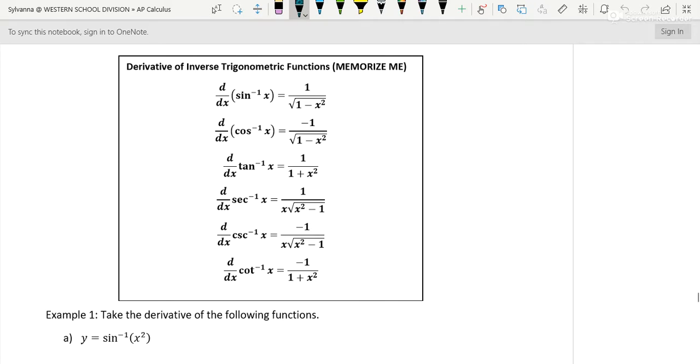So this is on page 12. We're going to take derivatives of inverse trig functions as well as logarithmic functions in this video. So here's a whole whack of more derivatives you need to memorize.